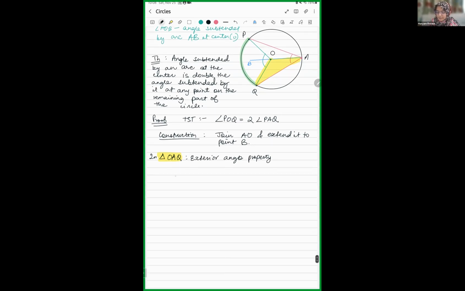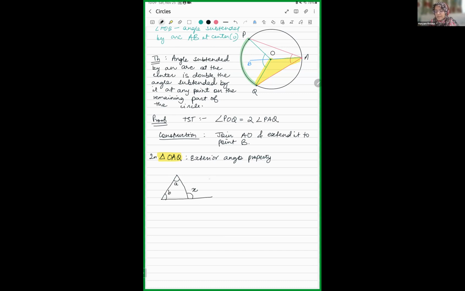If you have a triangle, and let's say this x is an exterior angle, the exterior angle property says, Zen, what does the exterior angle property say? The exterior angle of a given triangle equals the sum of the opposite interior angles. Okay, and where is your video?